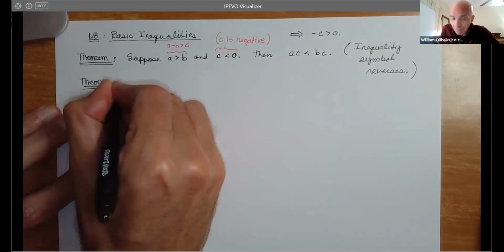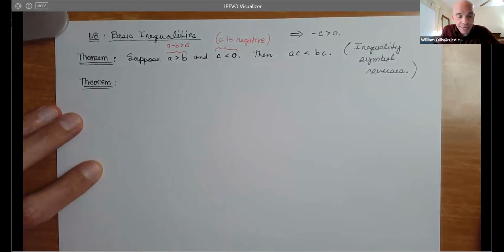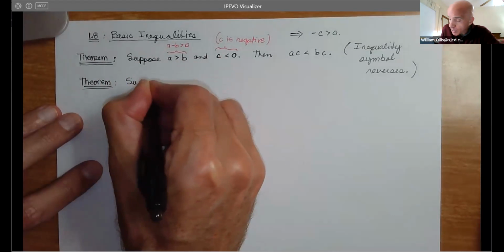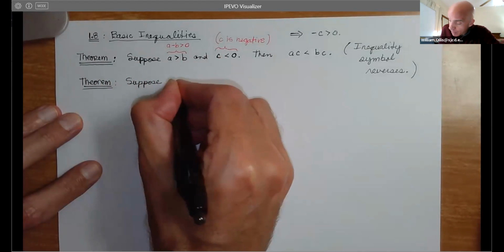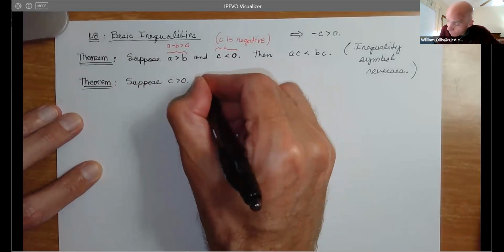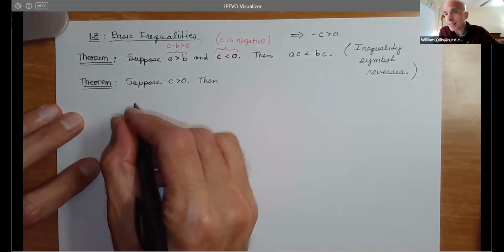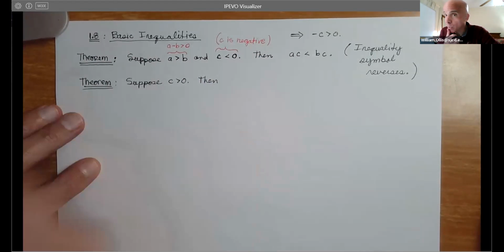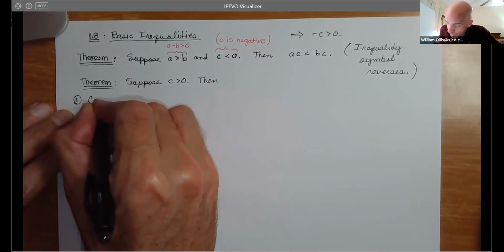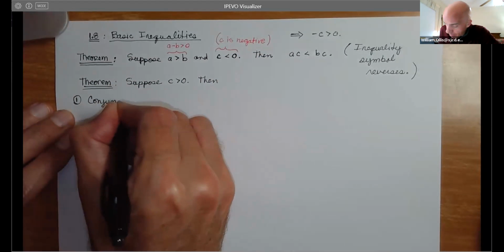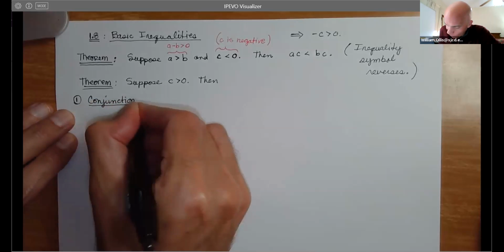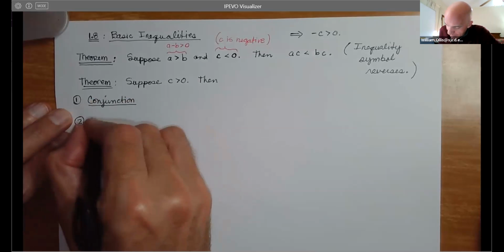Now, the next theorem is how inequalities and the absolute value work together. So now we're going to suppose that C is a positive number. Okay, then, we already have a result of an equality with the absolute value. I'll remind you of that, but we have the conjunction and the disjunction. Conjunction, and the next one will be the disjunction.